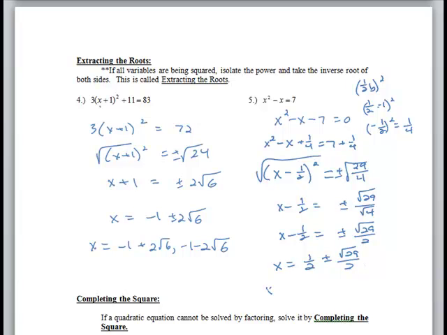Which we can combine those two fractions into one. They already have a common denominator, 1 plus or minus the square root of 29 over 2, which is simplified at this point. But there are two solutions still, so you could separate them. 1 plus the square root of 29 over 2, 1 minus the square root of 29 over 2.